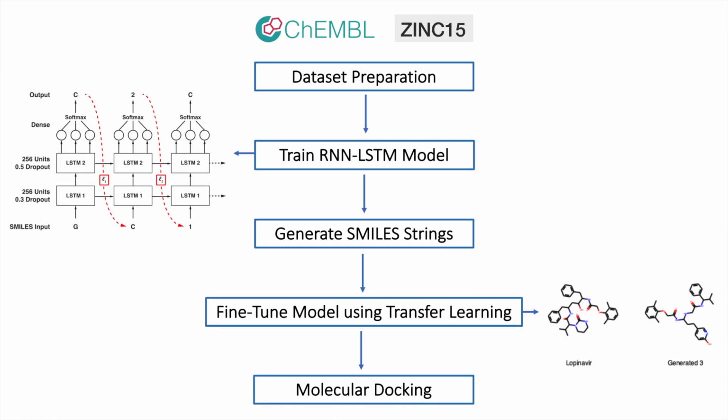Now, to be able to do this, we can first get a dataset and train them using an RNN-LSTM model to generate new molecules and fine-tune them using transfer learning. Then we can use the molecular docking technique to get the binding affinity between the molecules and the COVID-19 main protease.